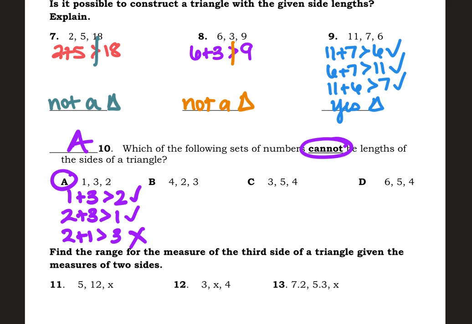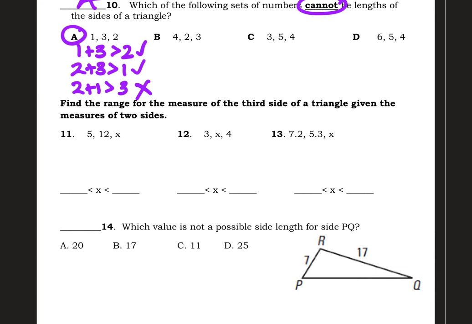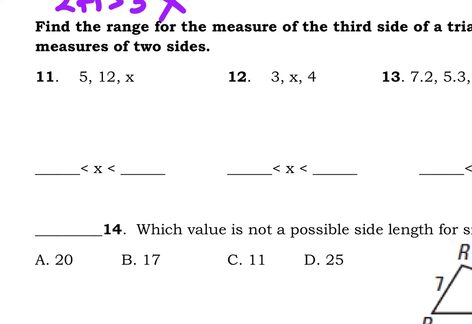All right, we did set that one up so that the first one didn't work for you guys because we know it's a long review. All right, on the next one, we're going to find the range for the measure of the third side of a triangle. So are we doing anything different here, or are we doing the same thing? Same thing, okay? You're still adding and setting it greater than the third side. 5 plus 12, is that greater than X?